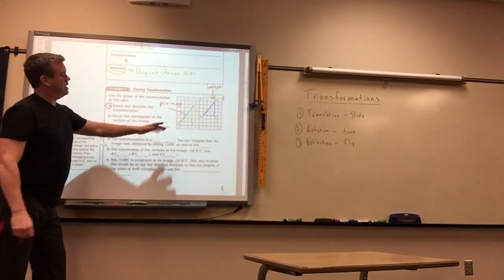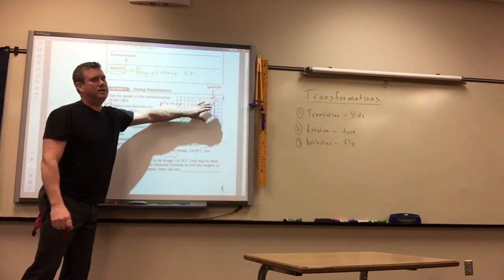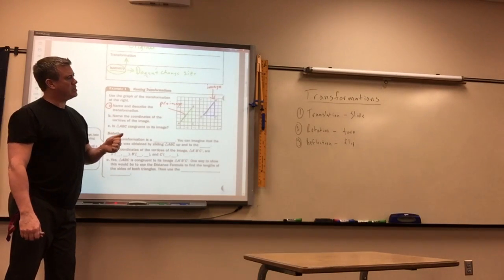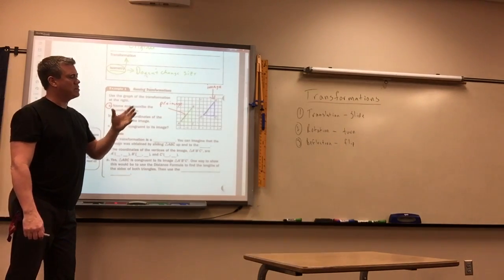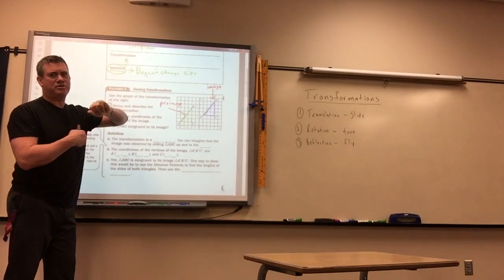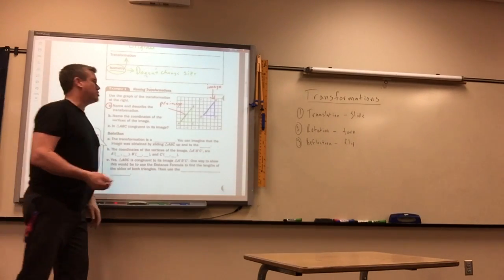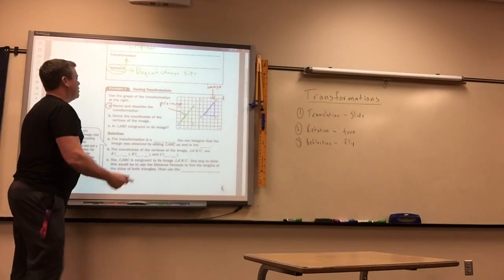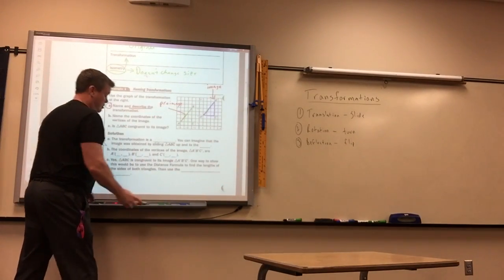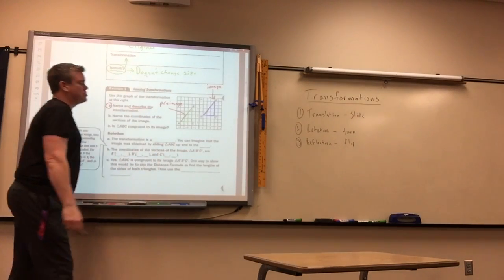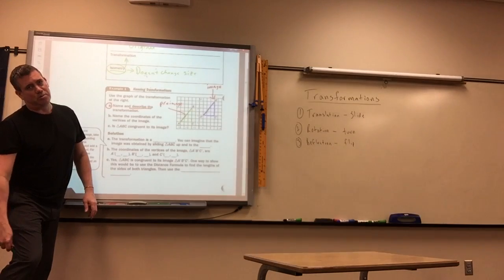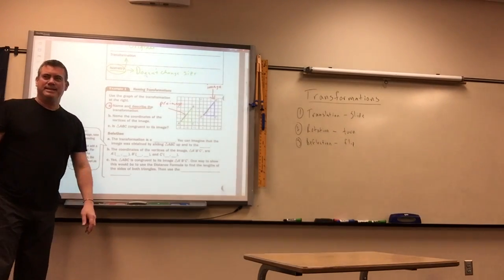In this picture, it started here and it moved here. So to name the transformation, is it a translation? Did it slide? Is it a rotation? Did it turn? Is it a reflection? It's a translation. They just slid it up. Now, to describe the translation, there's 2 ways to do it. The long way and the easy way. But you need to know how to do both of them.